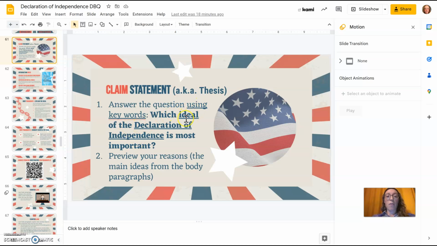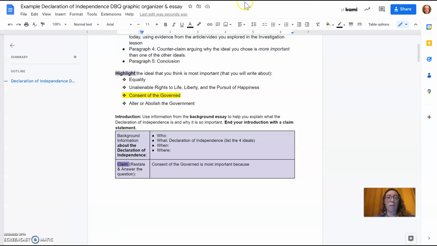So we need to have the key words from the question, which ideal of the Declaration of Independence is most important. So you need keywords like ideal, Declaration of Independence, and probably important. So let's start by checking to see if I have that. Consent of the governed is most important because. Alright, so I have the ideal, is most important. I have important. I don't have Declaration of Independence. That's a little hard to imagine. So let's see. I need to say it is consent of the governed is the most important ideal in the Declaration of Independence because. There we go. I have all my keywords.